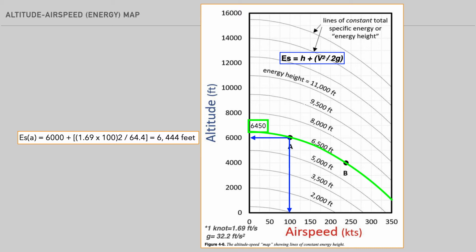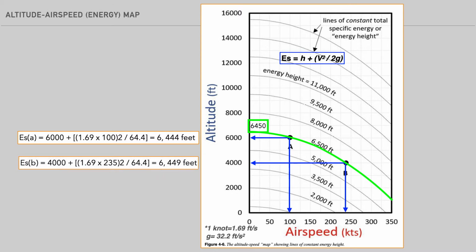At position B, the altitude is 4,000 feet and the airspeed is approximately 235 knots. The specific energy calculates to 6,449 feet. The key point is, for a given energy height line, the pilot can manipulate the elevator and trade airspeed and altitude without adjusting the throttle. However, in order to move to a different height line, the total mechanical energy must be increased or decreased. This is accomplished through manipulation of thrust and drag.